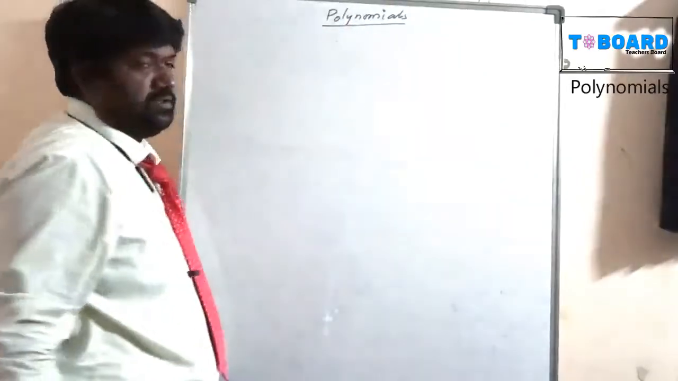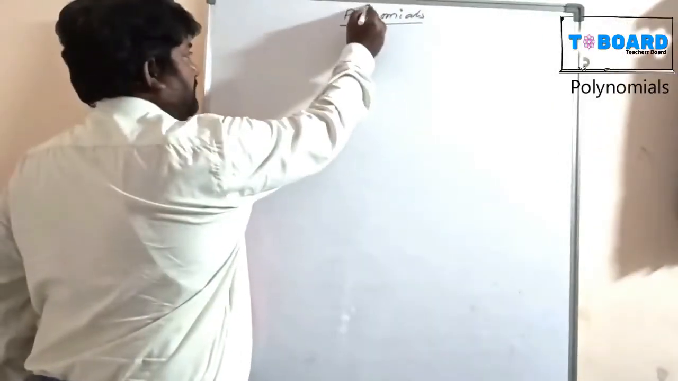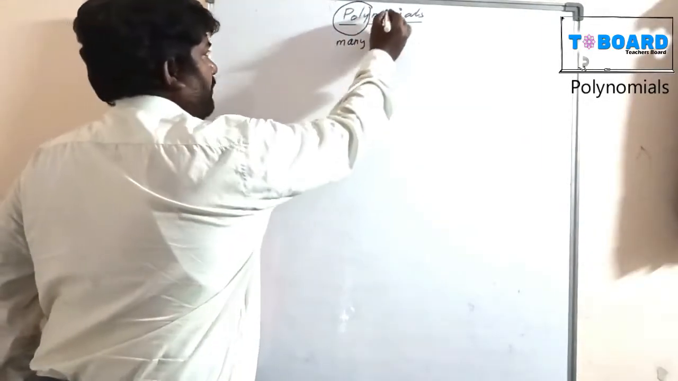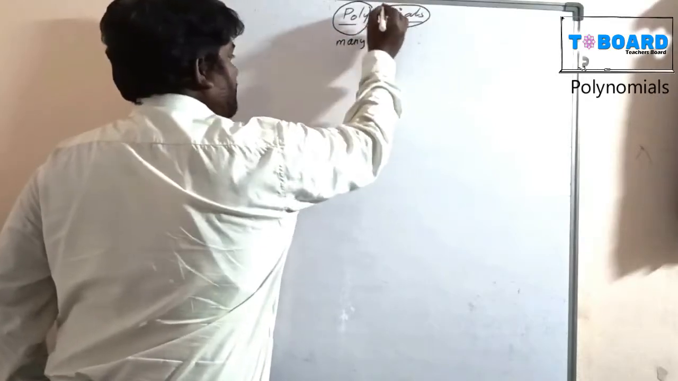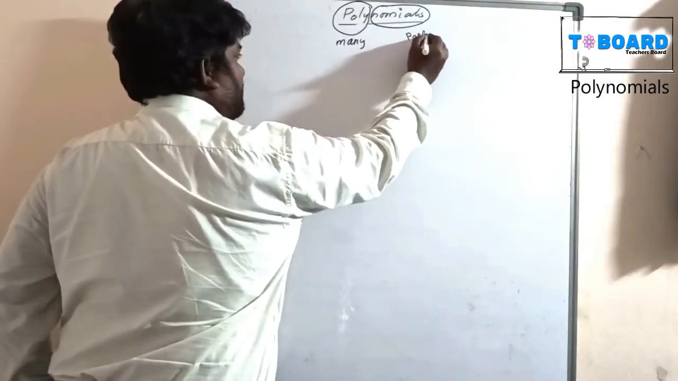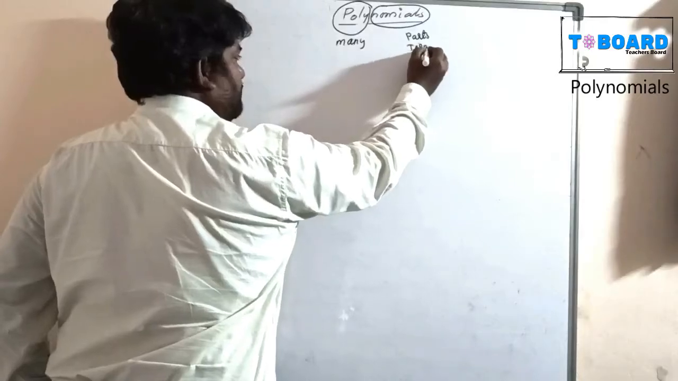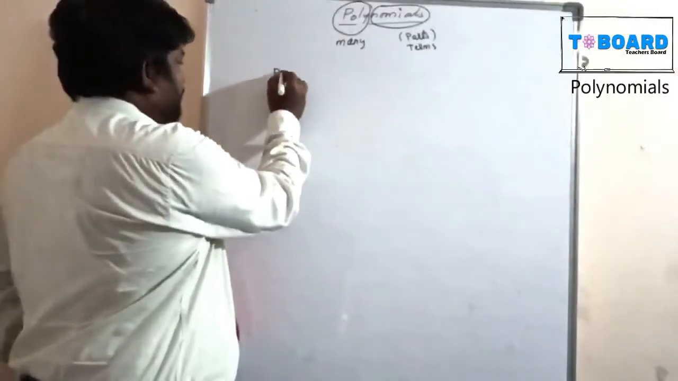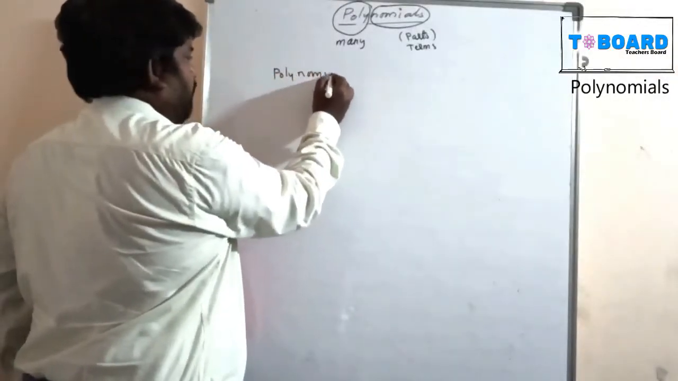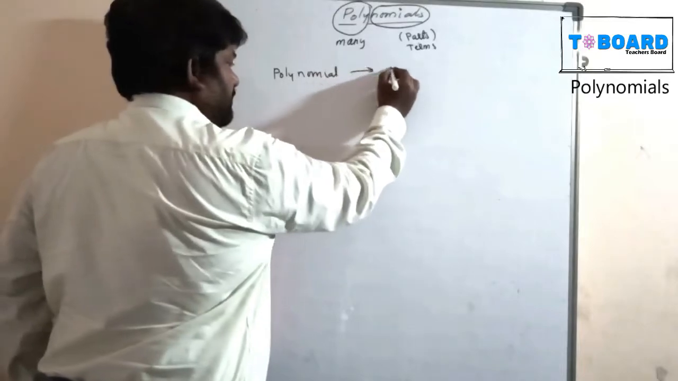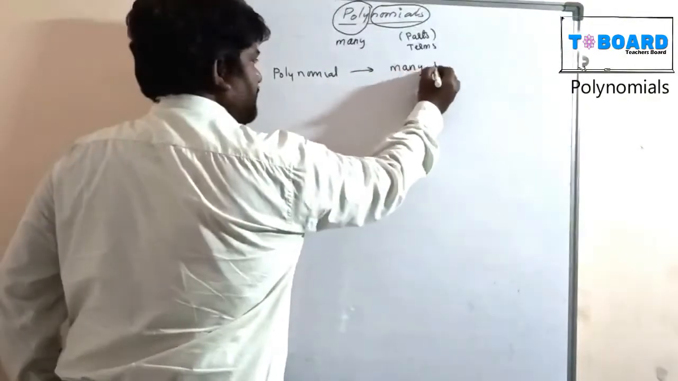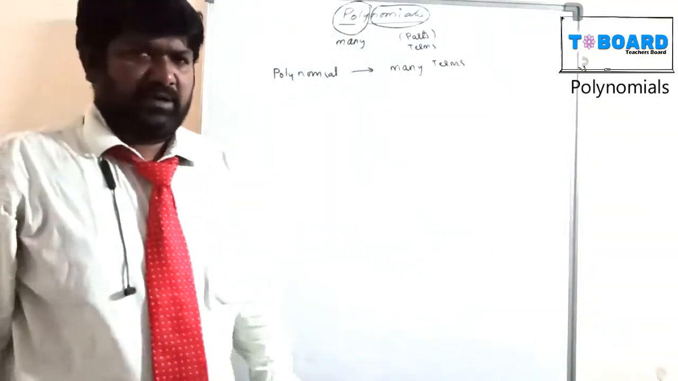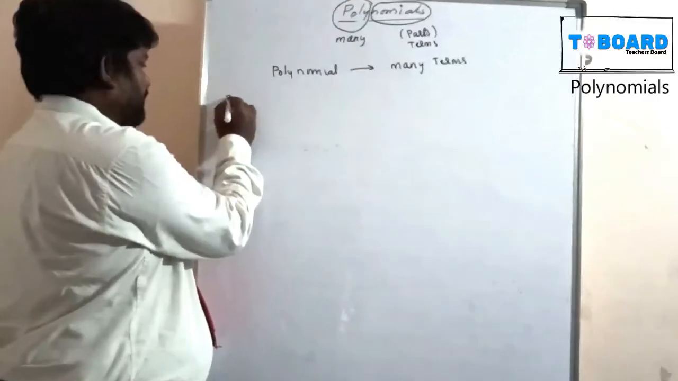What are polynomials? Okay, poly means many, nomials means parts or terms. Parts or terms. Polynomial means many terms. Okay, simply many terms.